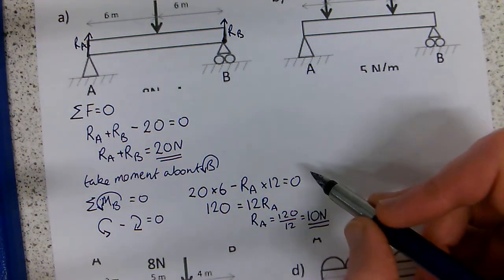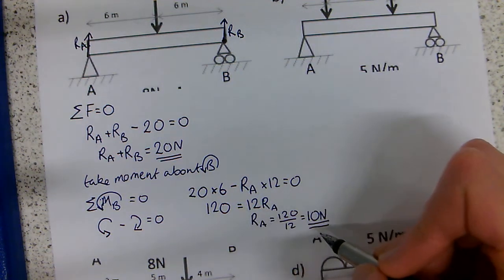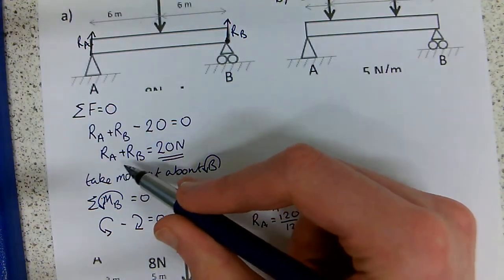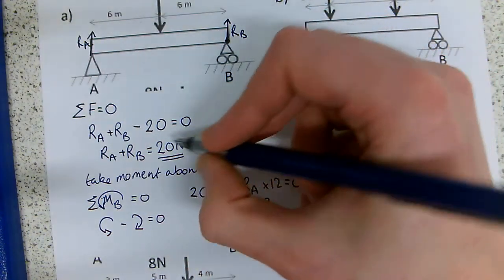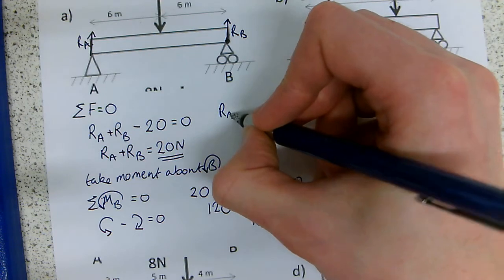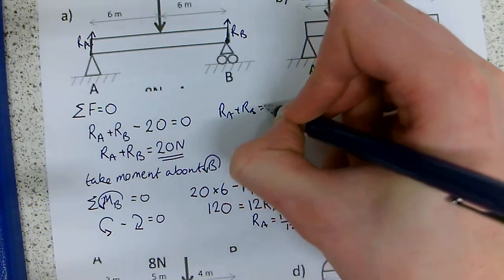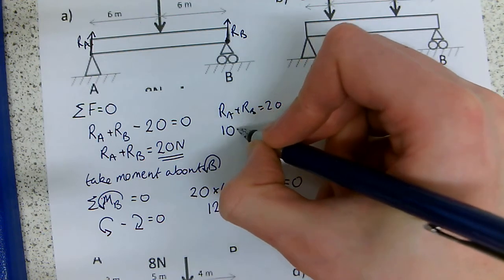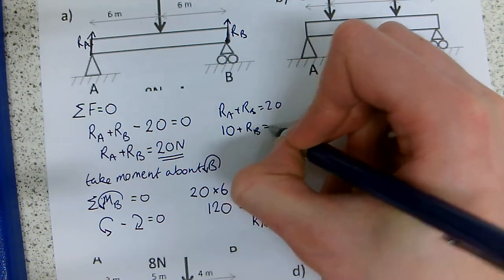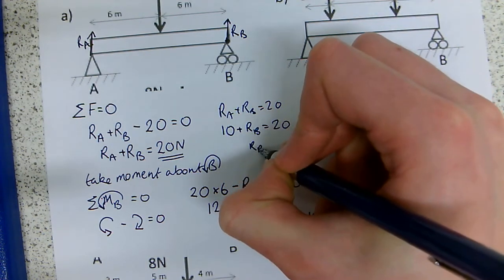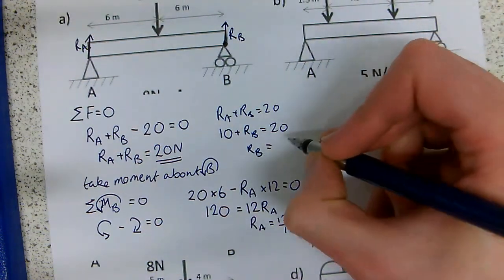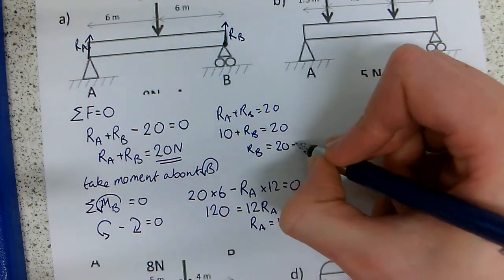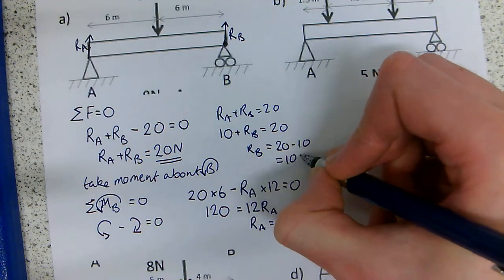We are nearly there. We've found one of our reaction forces. We then go back to this equation we wrote before, and we find the other. So RA plus RB equal to 20. Now RA we found to be 10, plus RB is equal to 20. So reaction at B is going to be equal to 20 less 10, which is 10 newtons.